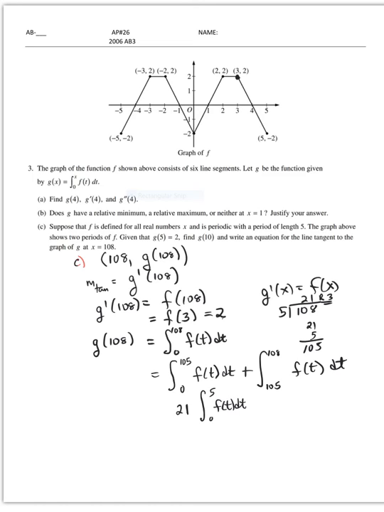As far as this is concerned, this is really from 0 to 3 of f of t dt, which is really g of 3. So we have to find the total net area under f from 0 to 3. Okay, so if we go through this, let's find the total net area.